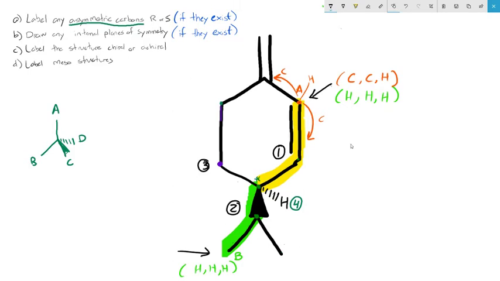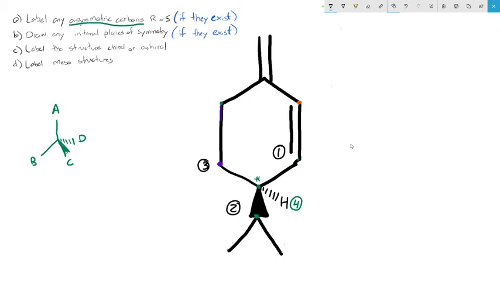Cool. Again, I'm going to clean this up. Lots of colors, lots of writing everywhere. But importantly, we have a priority group. Now we can go ahead and label this R or S. At this point, we have evaluated our 4 distinct groups. We have labeled highest priority, lowest priority, and the middle priorities. Now we're going to actually be able to label this R or S.